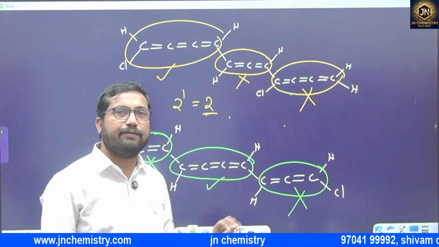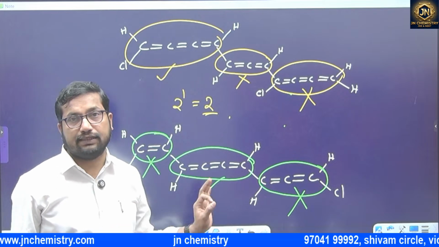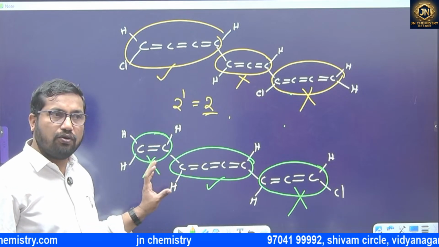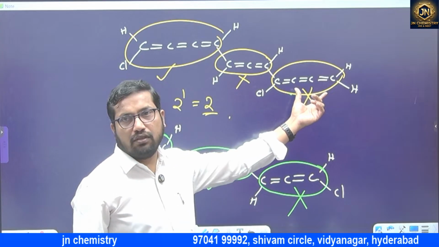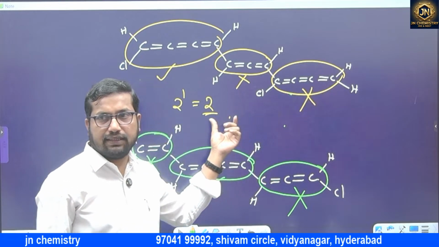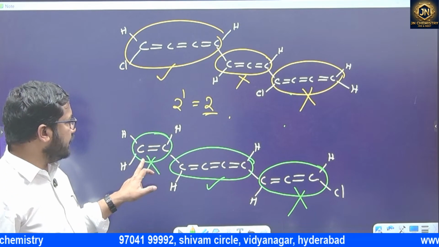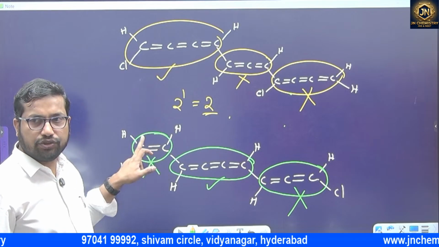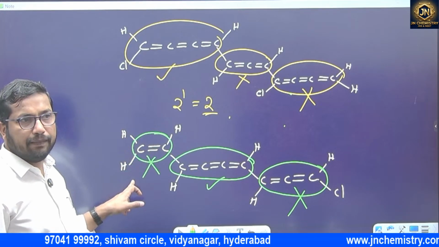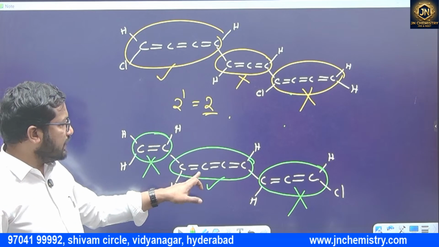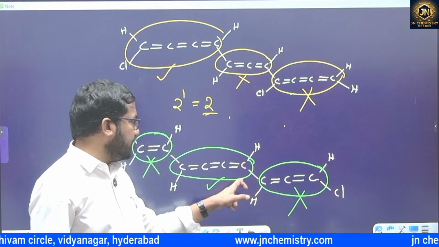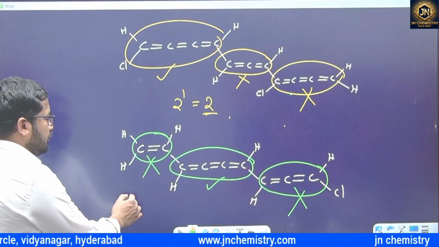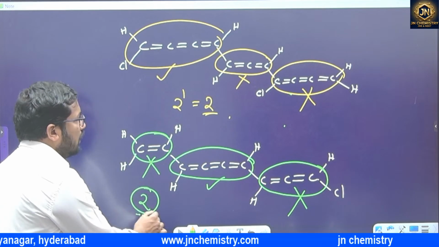A lot of people, 90% of students, make silly mistakes in these particular cases. They know how to calculate, they know the formula and everything, but in case of allenes they make mistakes. In this case, it is an odd number so it shows, but A is equal to B, so it won't show. In this case, it shows. So 2 power 1, 2. Any doubts?